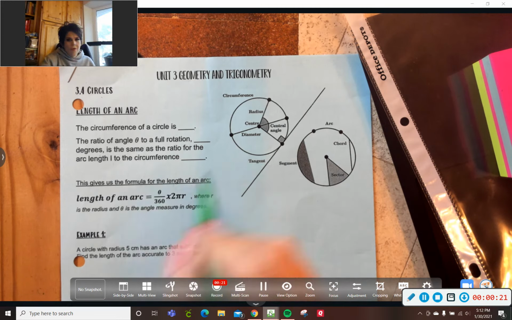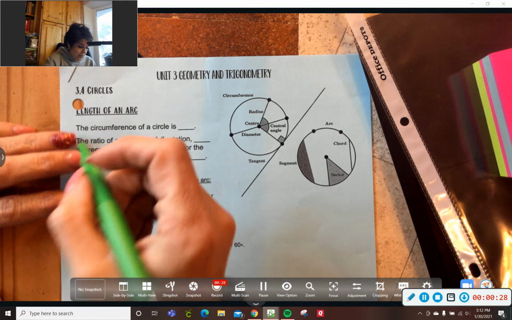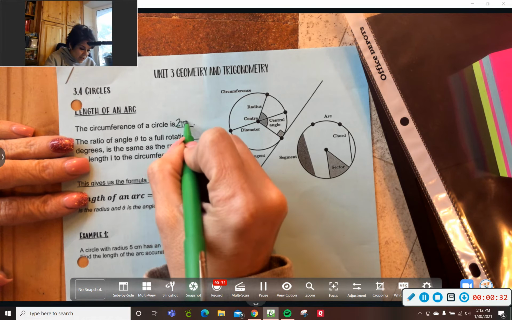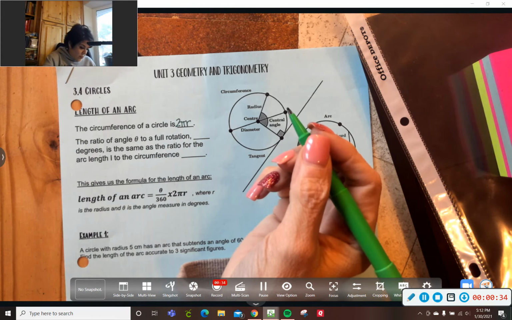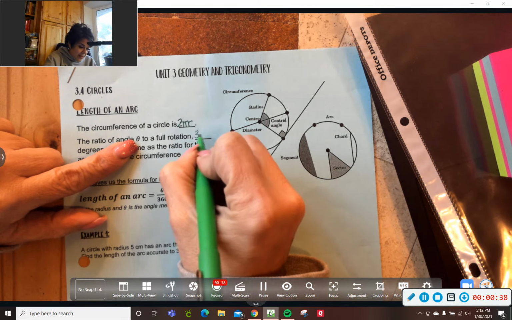And there's going to be more than one on a circle, but let's say we want to know the length of that arc. So here's just some reminders. The circumference of a circle, you already know this, I'm sure, is 2 pi r. The ratio of the angles, if we did a full rotation, would be 360.